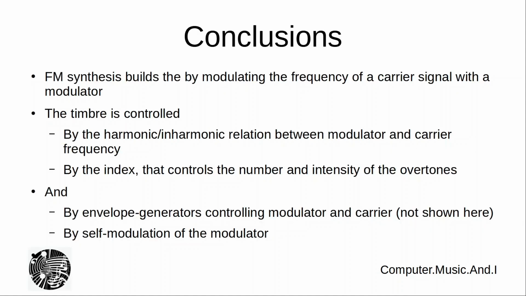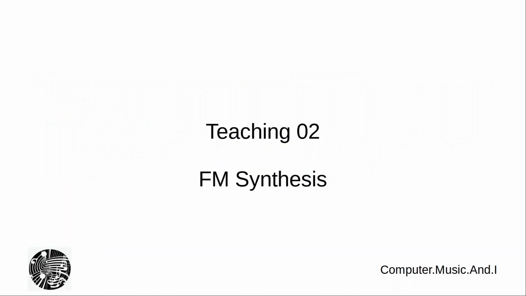Okay, continue with the conclusion. FM synthesis is built by modulating the frequency of a carrier signal with a modulator. And the timbre that we can hear is controlled by the harmonic-inharmonic relation between the modulator and carrier frequency, and by the index. And this index controls the numbers and intensity of the overtones. It also is controlled by the envelope generators controlling the modulator and the carrier, which we actually haven't shown here. And also by self-modulating of the modulator, which we've seen with the feedback. Okay, so far the little unit for FM synthesis.